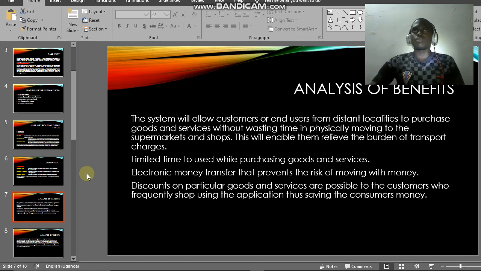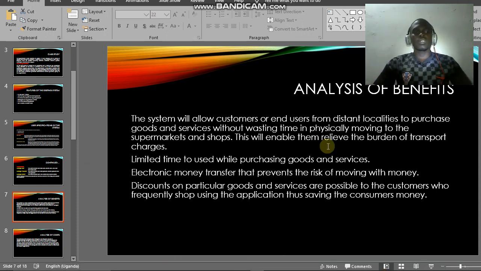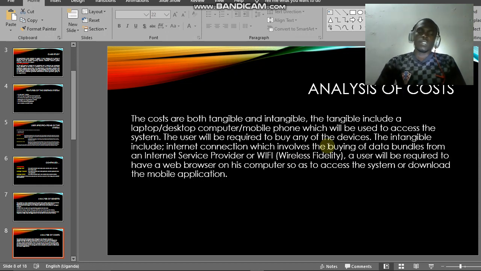They found a big problem with moving with hard cash. Someone has a lot of money, has over 6 million, fears people can even see them. So the online shopping system can relieve that burden. Then the analysis of costs. Of course, we need to put in some money.